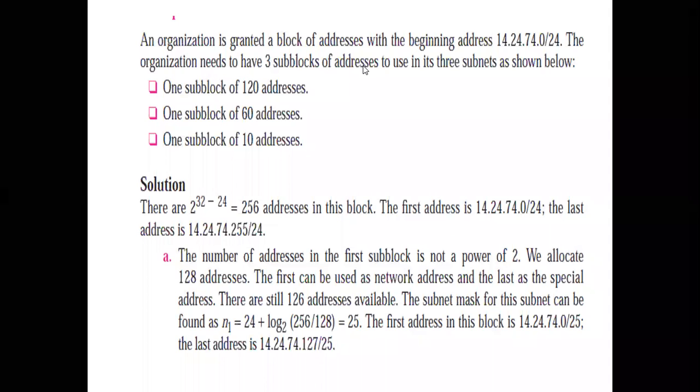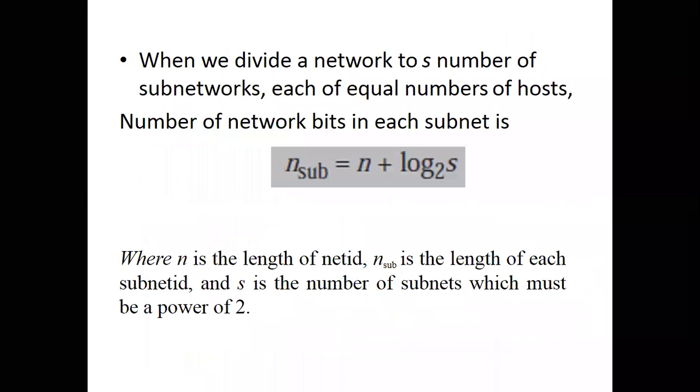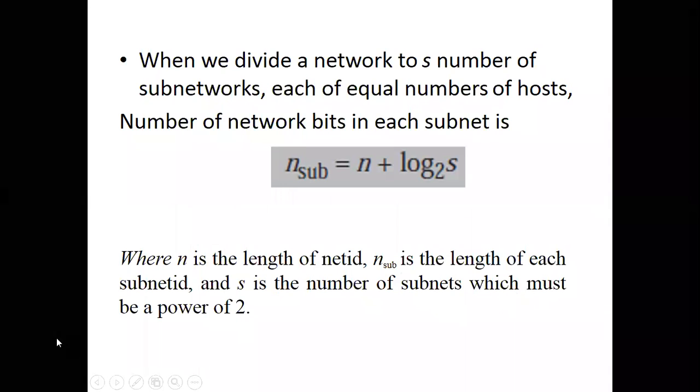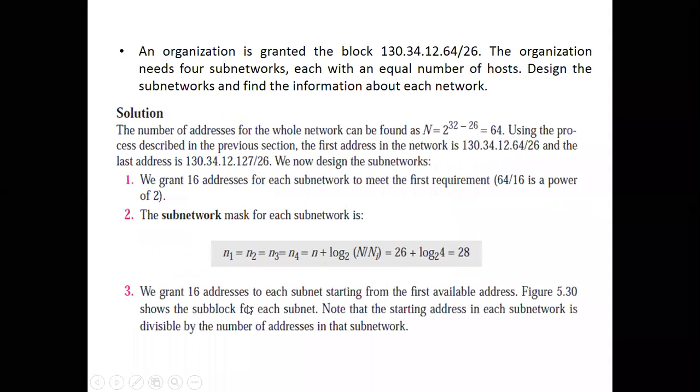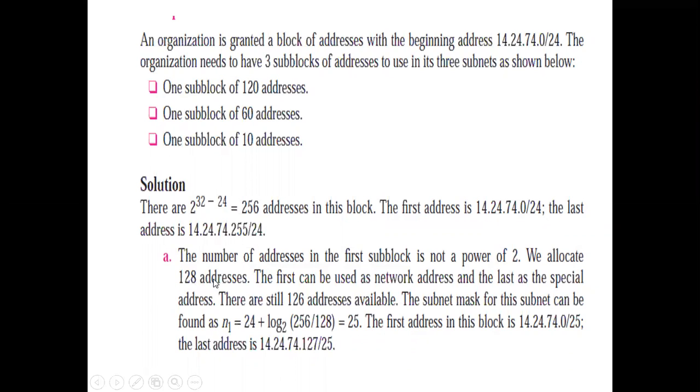As we have already seen on the first slide, S, the number of subnets, must be a power of 2. With this specification, the value 120 will be converted into a power of 2, and therefore you will get 128 addresses for the first department. So instead of 120, you will be allocating 128 addresses for the first subnet.